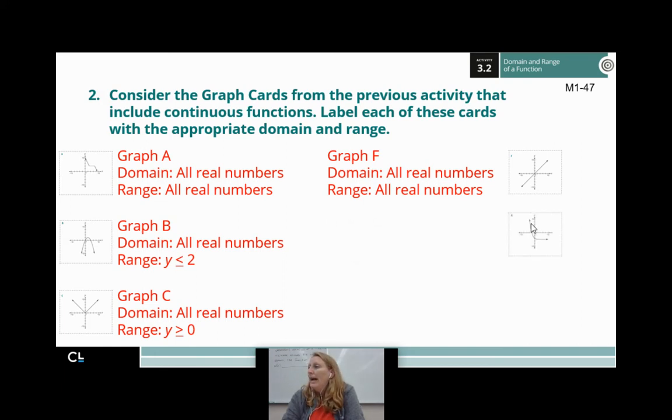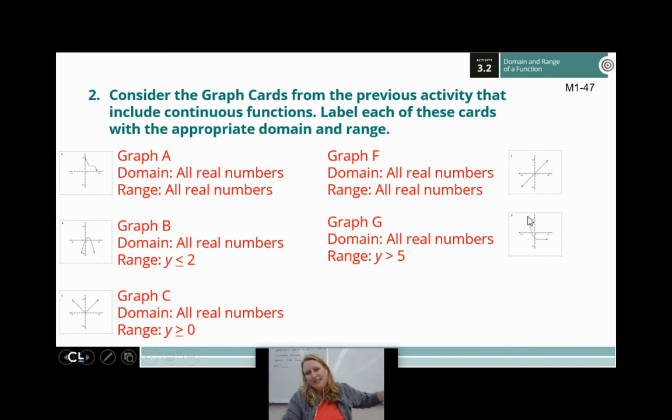For graph G. Again, it looks like it's going to go forever, right? And it's getting a little slower, but it is stretching. It is stretching out to the left there. There's an arrow on either end. So I'm going to say my domain is all real numbers.